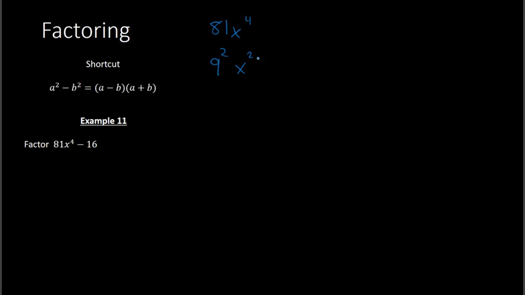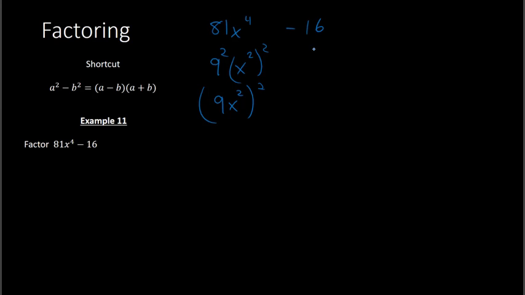One more example. Here we have 81x to the 4th minus 16. So 81x to the 4th, I can think of that as the 81 is 9 squared. X to the 4th would be x squared squared. So more simply, I can write this as (9x squared), and that whole thing is being squared, right? Because the 9 is being squared and the x squared is being squared, which is what we have up here.